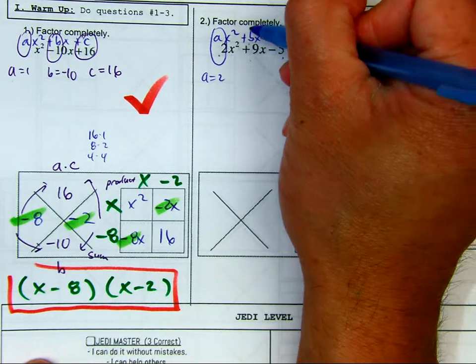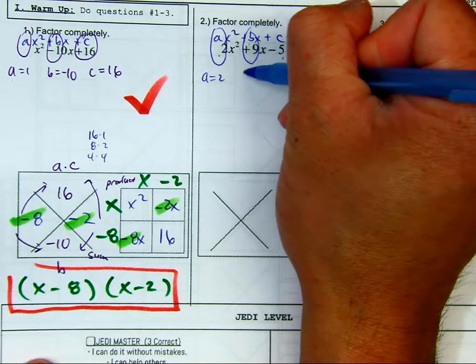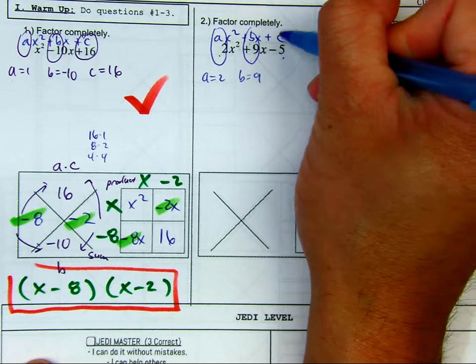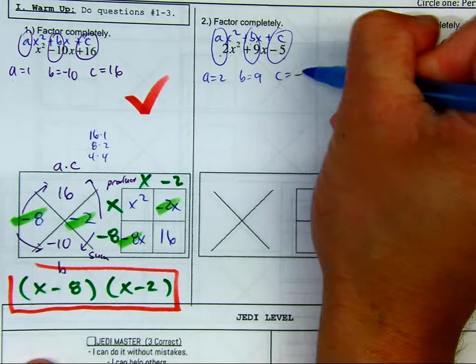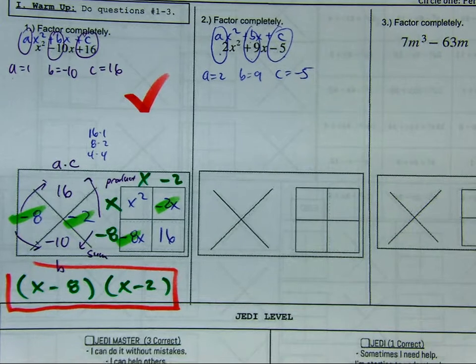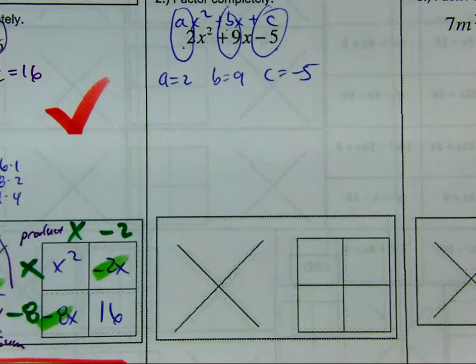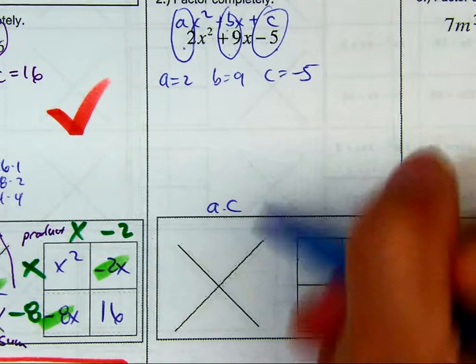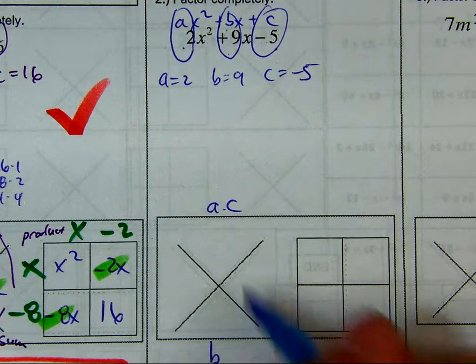The student who struggles may have written here 9x. That would have been wrong. And c is negative 5. Class, what two letters go here? What letter goes here? Class, what is A times C?